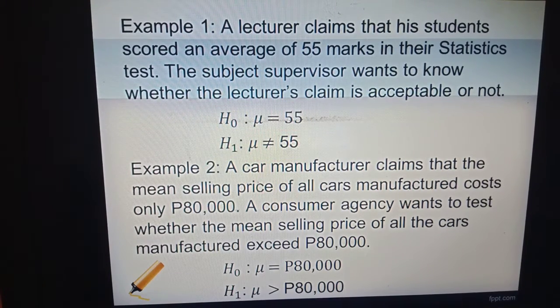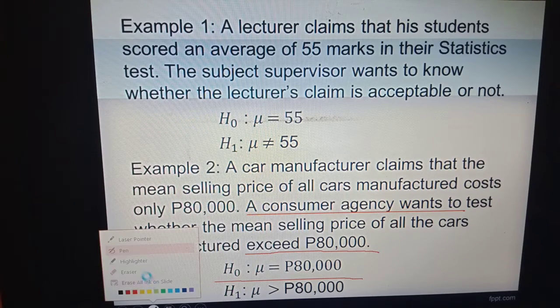Dito sa number 2, a car manufacturer claims that the mean selling price of all cars manufactured costs only 80,000 pesos. So, ito ang ating null hypothesis. Ang ating alternative hypothesis ay nakadepende doon sa statement. A consumer agency wants to test whether the mean selling price of all cars manufactured exceed. Pag sinabing exceed, hindi equal yon. So, greater than ang symbol natin. Okay? So, number 3.